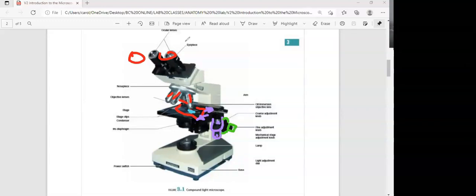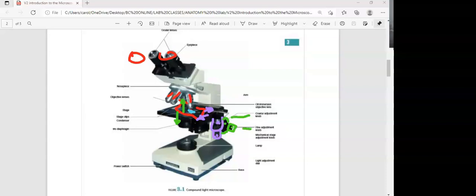Now, these other two knobs right here in green, you have one big one and a little one. The big one is this one, the little one is this one. What are you going to use these knobs for? You're going to use them to align the stage, to move the stage up and down, like this and like that. The big one is going to be called the coarse adjustment knob, and the little one is going to be called the fine adjustment knob.